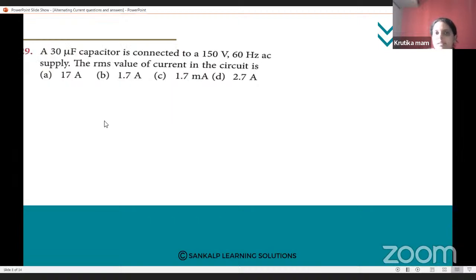The next one is a numerical. A 30 microfarad capacitor is connected to a 150 volt, 60 hertz AC supply. The RMS value of the current in the circuit is. So here you need to calculate IRMS. If you have understood the first question, you can simplify this. Copy down the question first, then you can try this.